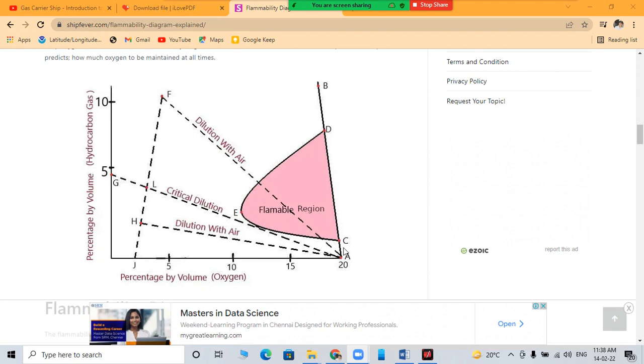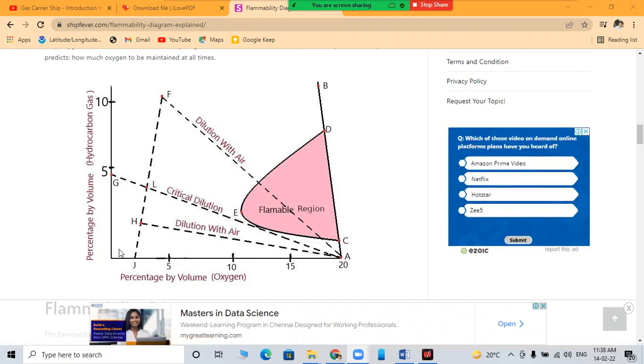You can see this position, A to C. Of course oxygen levels are there, but the presence of hydrocarbons is very low. In the fire triangle we have seen that there should be fuel, a source of ignition like a spark, and the third one is air. But here the percentage of hydrocarbon is low at this position, so the flammable region cannot be fulfilled and the fire cannot occur.